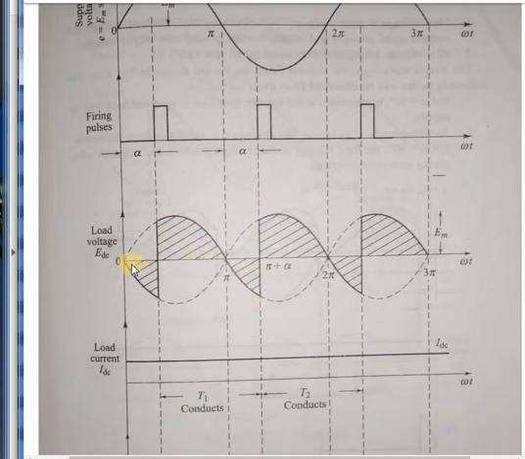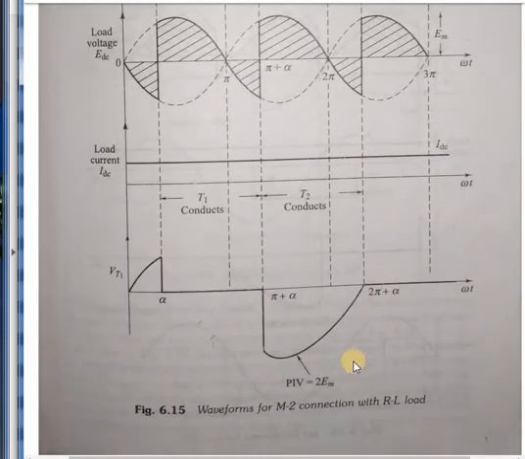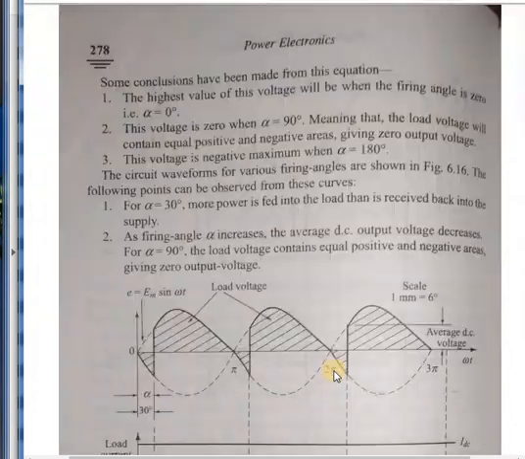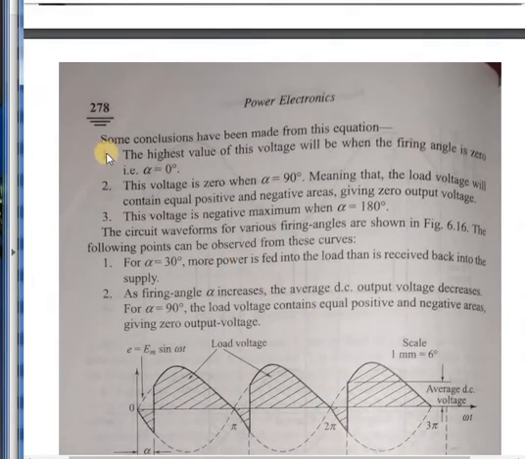With RL load, you will have the voltage in the negative half cycle also, and the load current will be constant, and your thyristor voltage will appear across the thyristor where the peak inverse voltage is 2 Em. Some of the conclusions we have seen is that the highest value of this voltage will be when the firing angle alpha is equal to 0 degrees, and the voltage is 0 when alpha is equal to 90 degrees, meaning that the load voltage will contain equal positive and negative areas giving 0 output voltage.